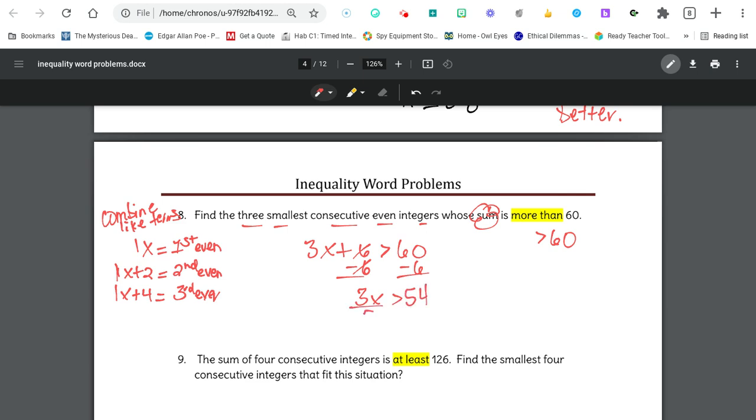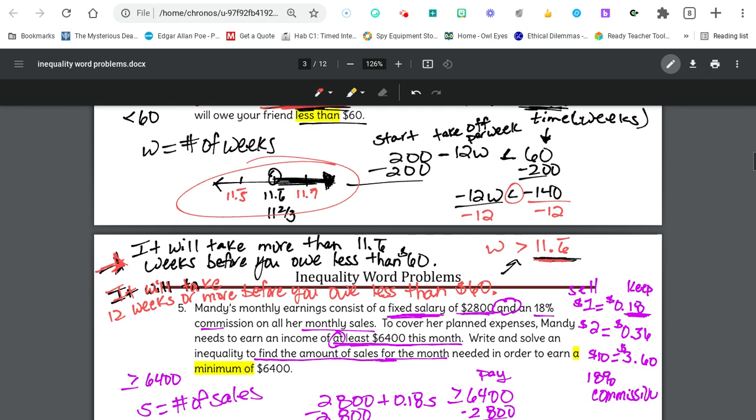54. Divide both sides by 3. X has to be greater than 18. Okay. Please don't put 18. It's got to be greater than 18, guys. So you just think about this. We're not graphing this because it's not one of these kinds of problems, okay?